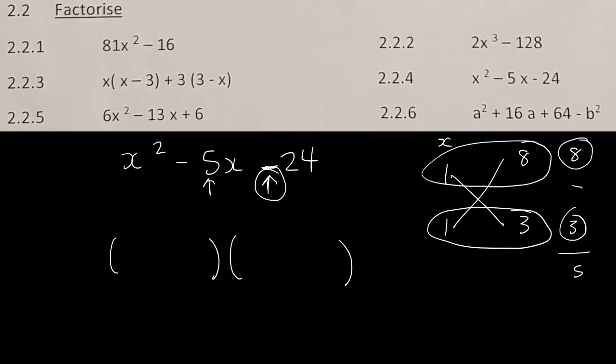That means the 8 is bigger than the 3. See, the 8 here is bigger than the 3. So the 8 will now get the sign of the center. So what's the sign of the center? It's a minus. And then this becomes a plus.